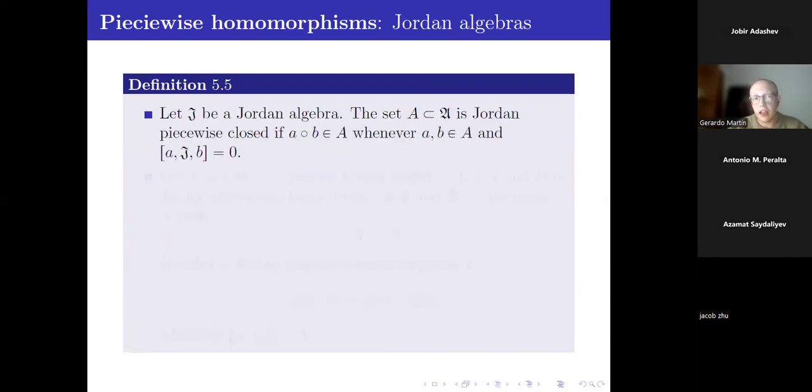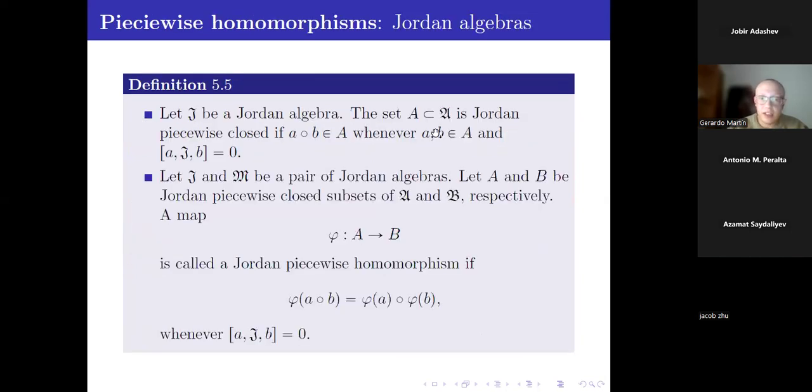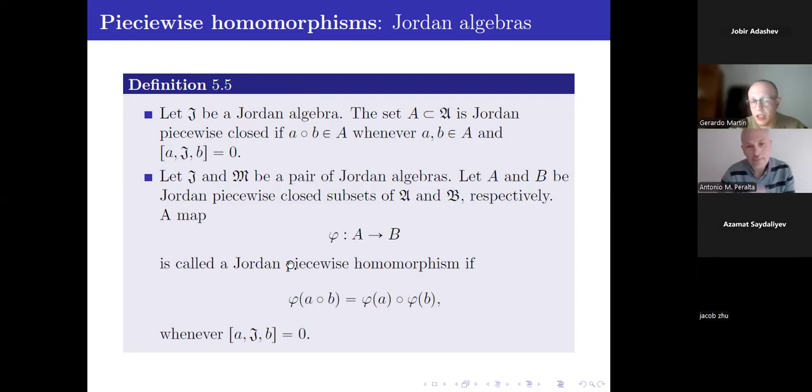And also, we apply this result. But in this case, as we are going to work on Jordan algebras, we will need to define what it is to be a piecewise homomorphism in this setting.